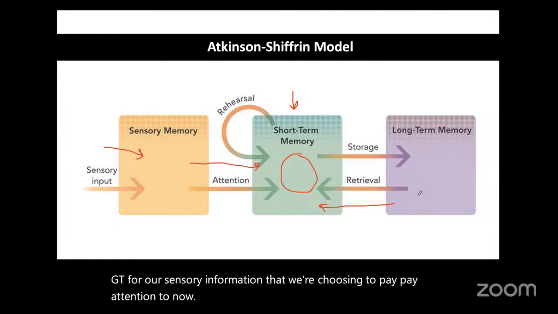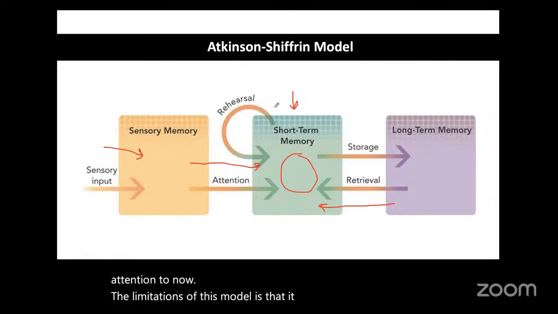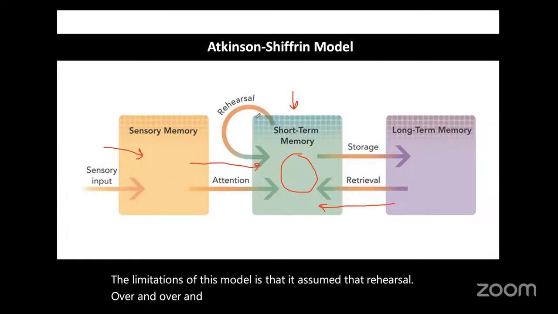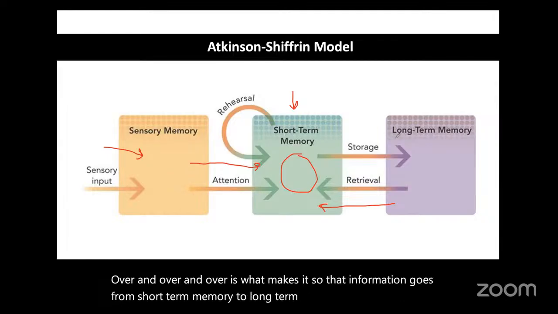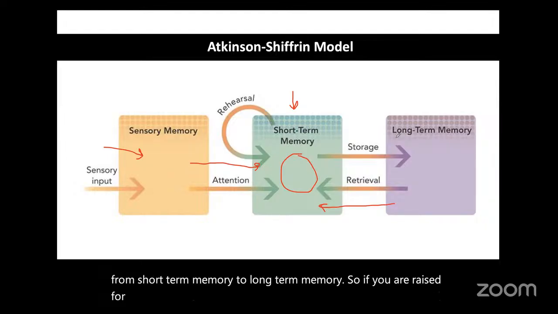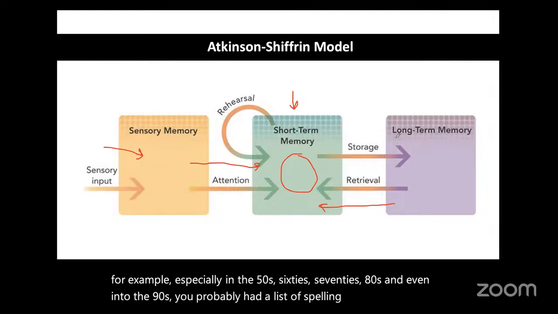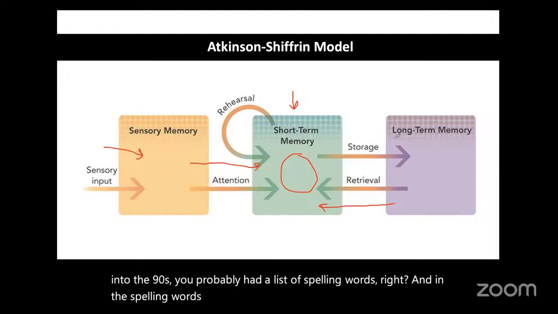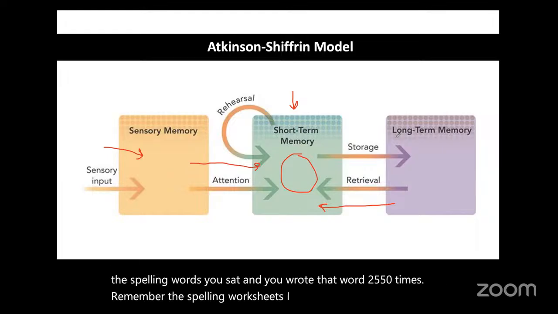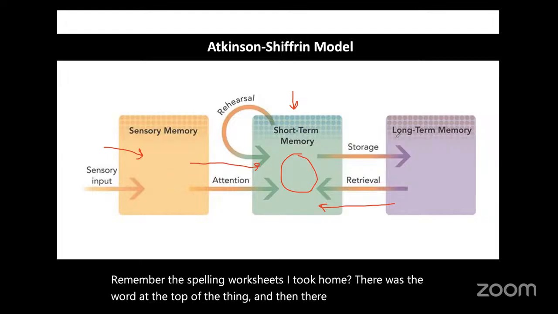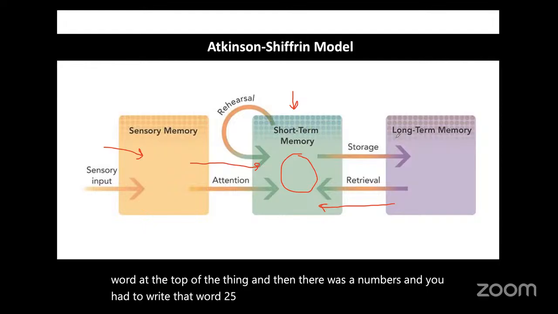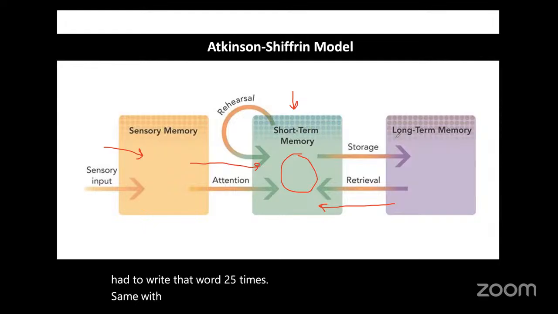Now, the limitation of this model is that it assumed that rehearsal over and over and over is what makes information go from short-term memory to long-term memory. So if you were raised, especially in the 50s, 60s, 70s, 80s, and even into the 90s, you probably had a list of spelling words, right? And in the spelling words, you sat and wrote that word 25, 50 times. I remember the spelling worksheets I took home. There was the word at the top, and then there were the numbers, and you had to write that word 25 times. Same with math. You wrote 1 plus 1 equals 2.